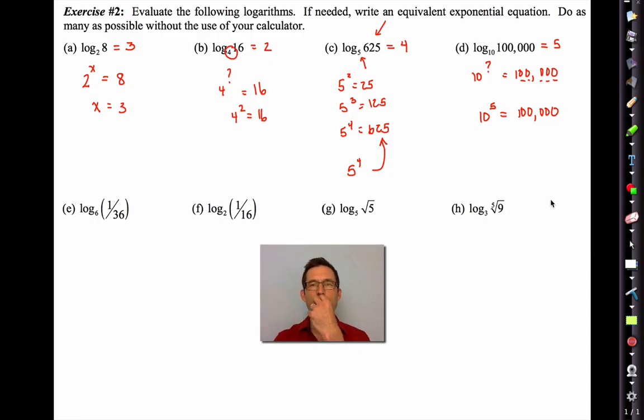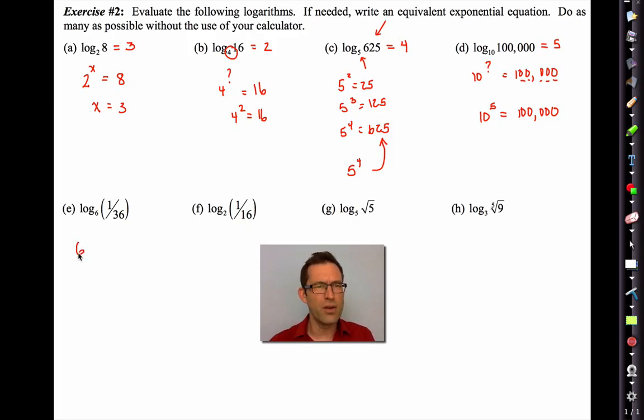Now let's do some that are a little bit trickier. All right, negative and fractional exponents. One thing I want to emphasize, though, the output of a logarithm is an exponent. The exponent that you have to raise the base to in order to get the input, the thing you're finding the log of.